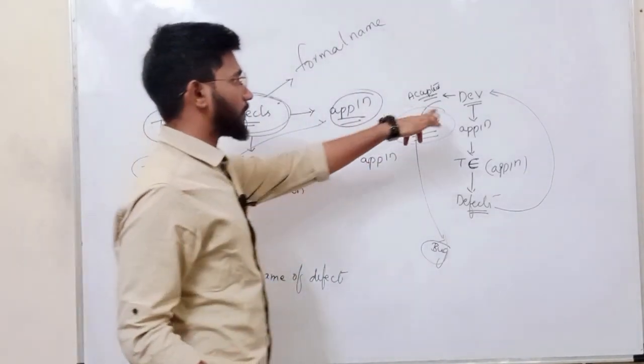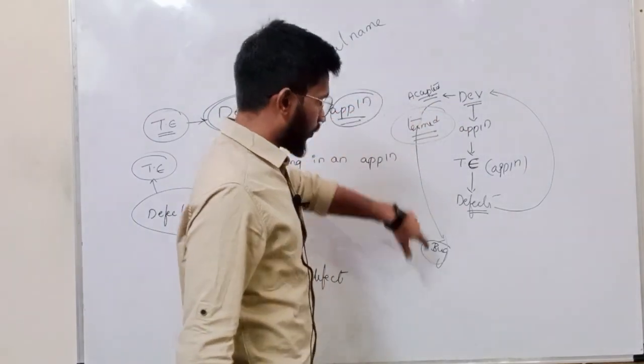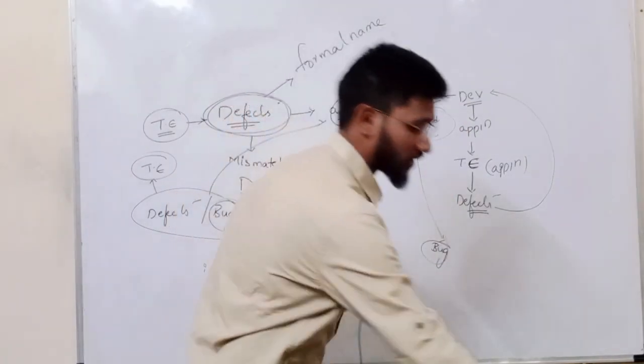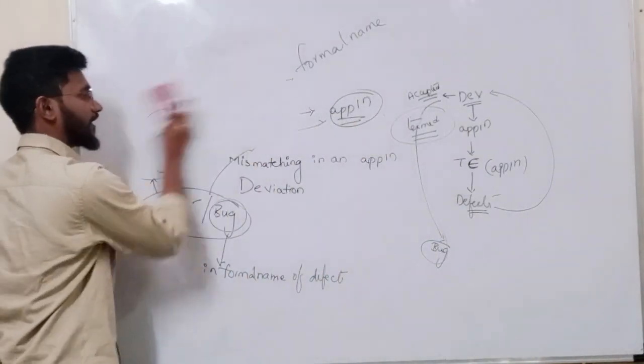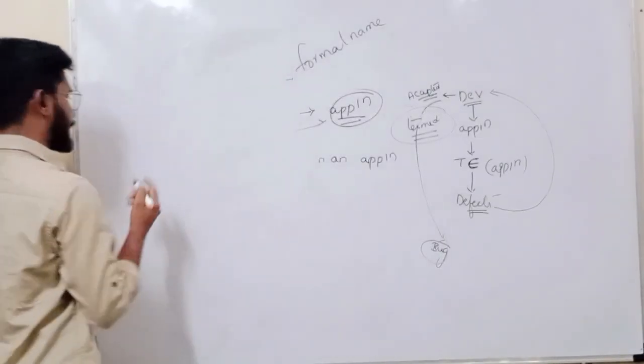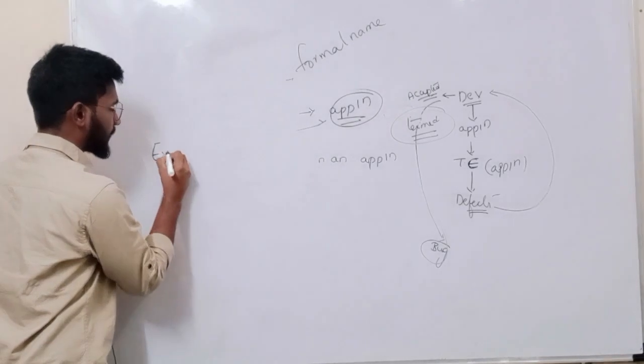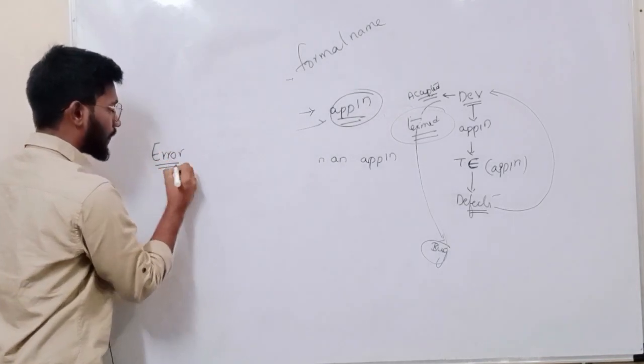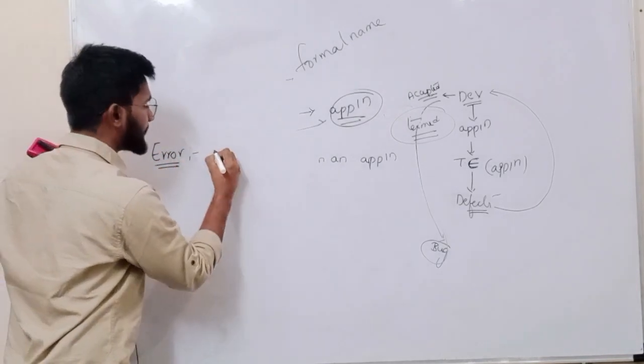Sir, who is going to be finding the defects and bugs? Both are found by the test engineers only. So then what will be found by the developers? In the developer's section, what he finds is nothing but an error. What is meant by error? Means mistakes.